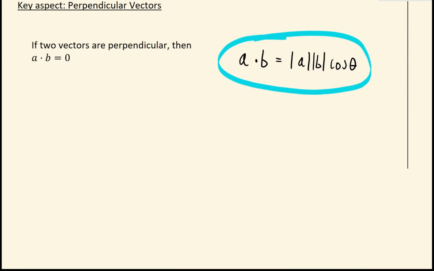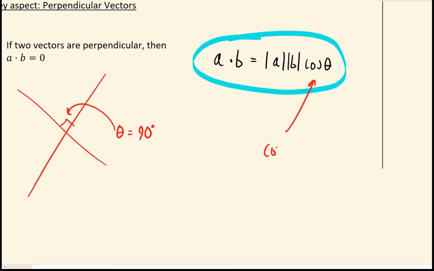Okay, key point. This is probably the most important thing, and this is fairly obvious, but it comes up all the time. If two vectors are perpendicular, so perpendicular means they cross each other at right angles, then that means that A dot B must be 0. The reason is fairly simple. If they cross at right angles, that means that theta is 90 degrees, and you know that cos of 90 is going to equal 0, which then means the whole dot product must equal 0. We'll see in a bit when I go through some examples why that becomes so important.